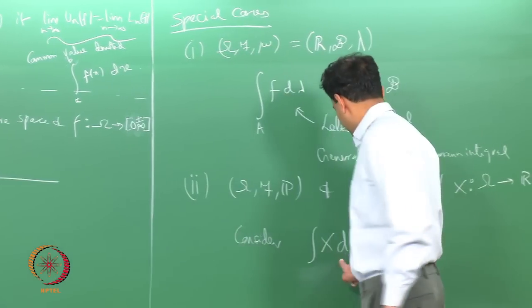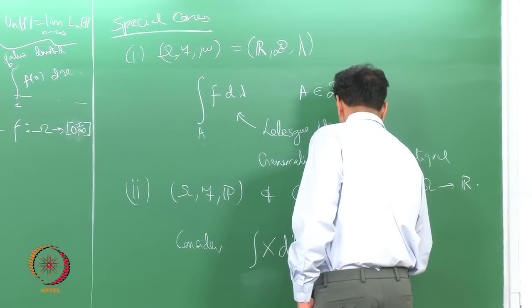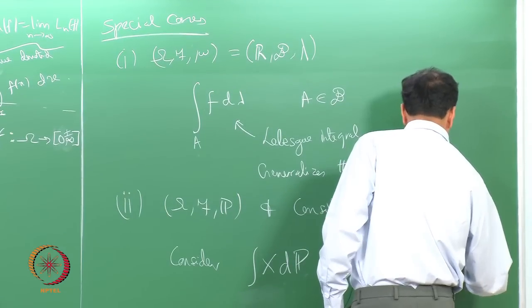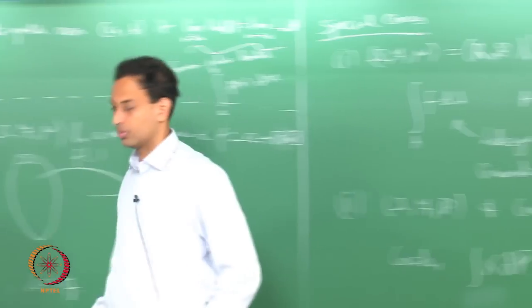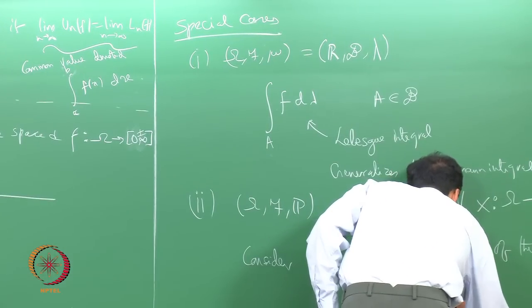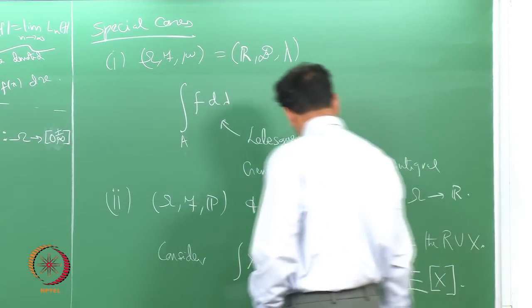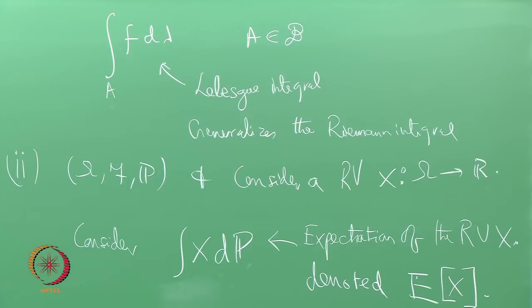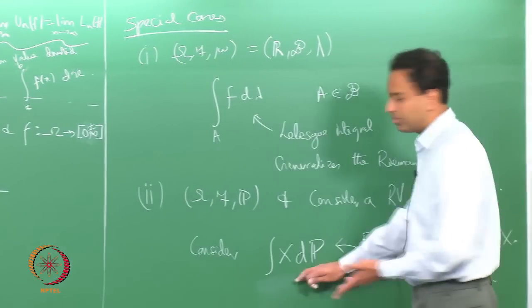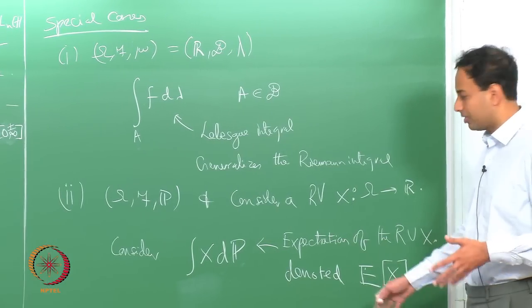So this integral is of great importance in probability theory. This integral is called the expectation of the random variable X, and it is denoted by E square bracket X. So this integral will be some number, and this number is called the expectation of the random variable X. What is the expectation? It's just the integral of X dP.